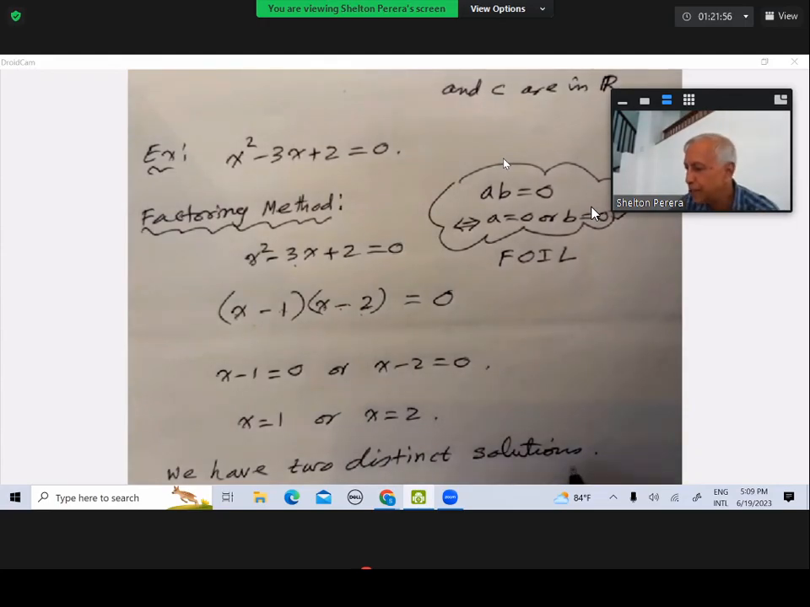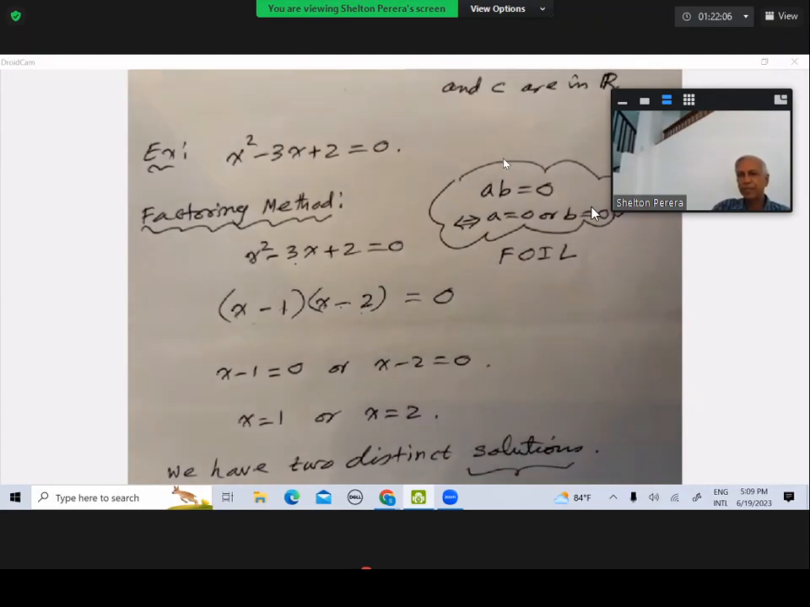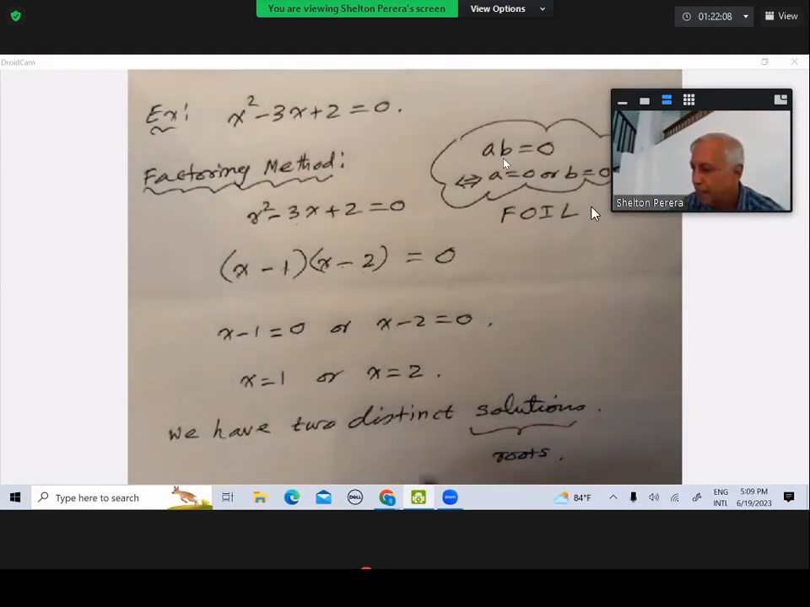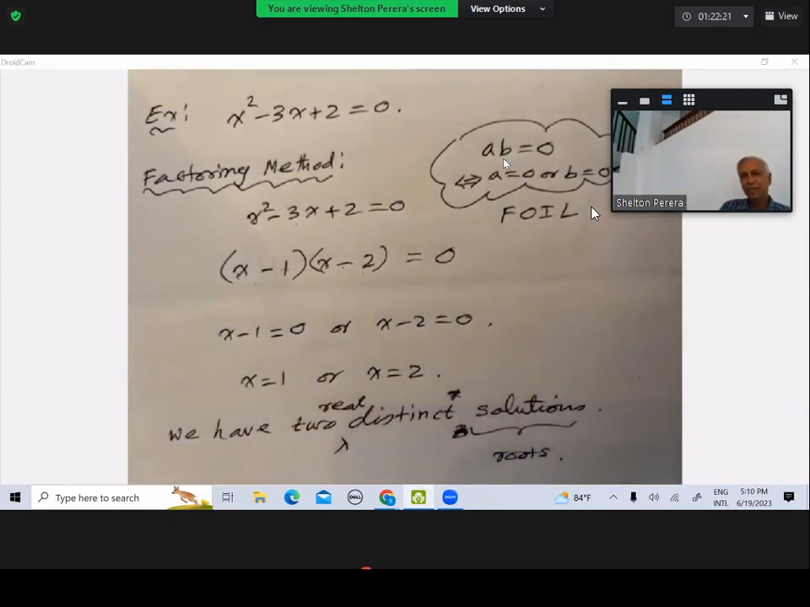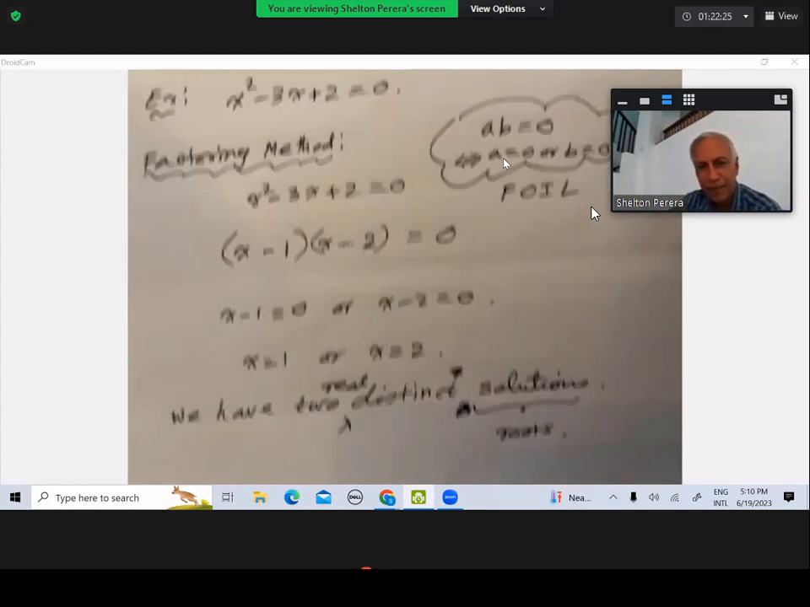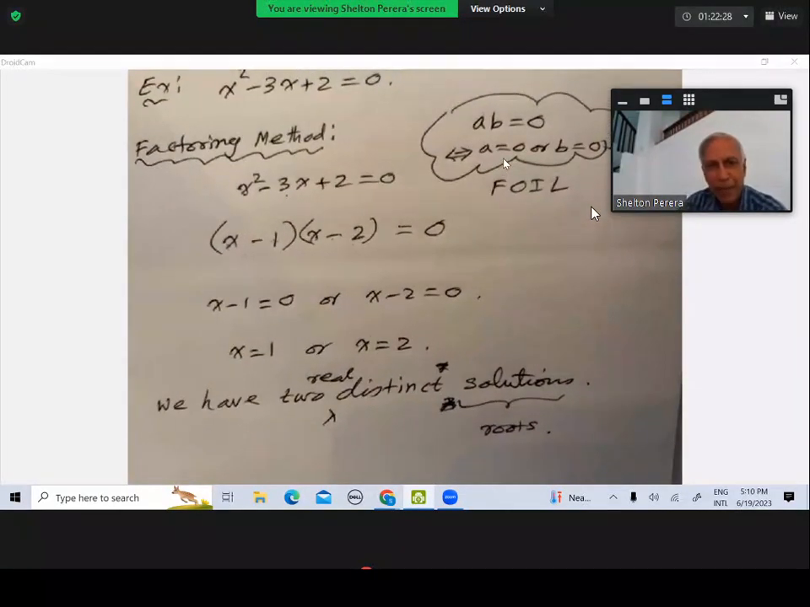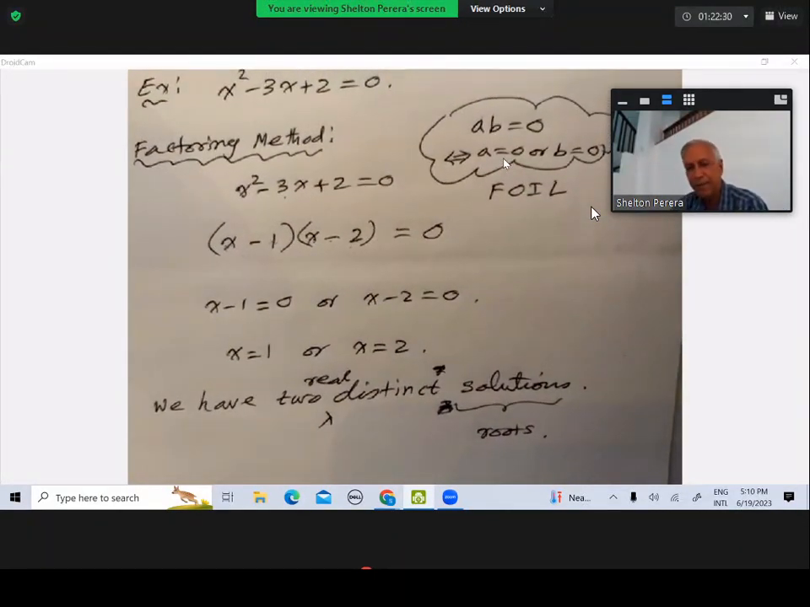These solutions of an equation are also called roots. Two distinct roots, actually real. I'll put real here. Two real, 1 and 2 are real numbers, no? Two real distinct solutions of the quadratic equation. And now that is the factoring method. I need to do another example for the factoring method.